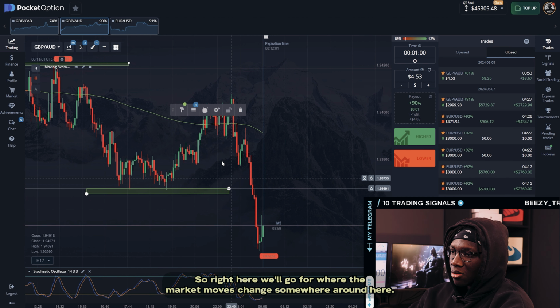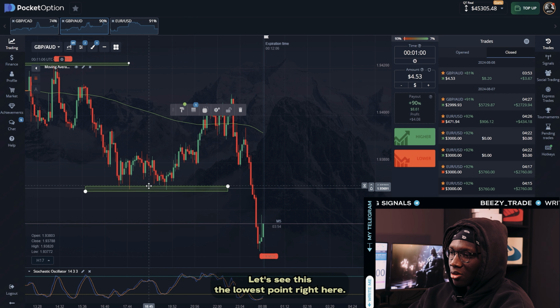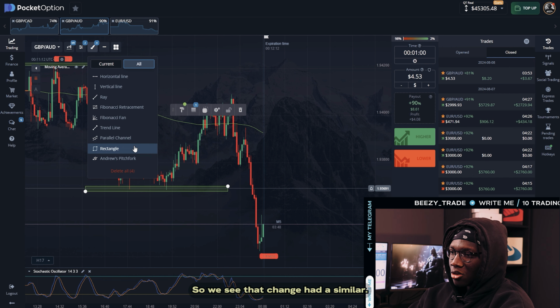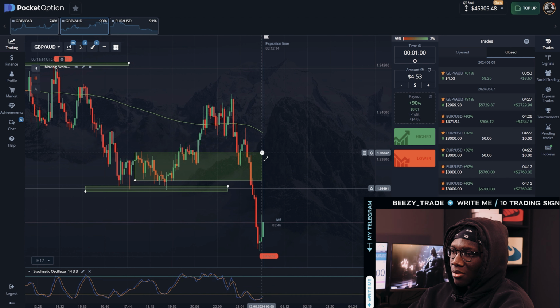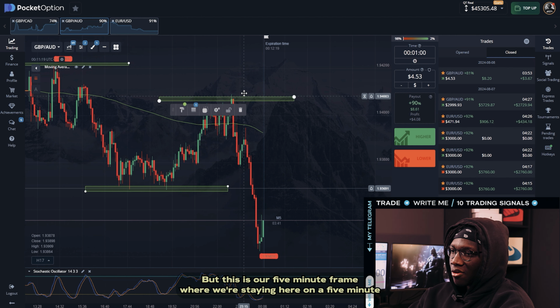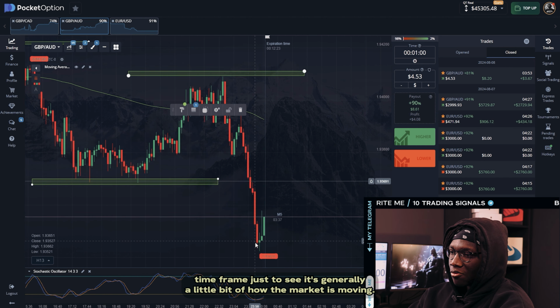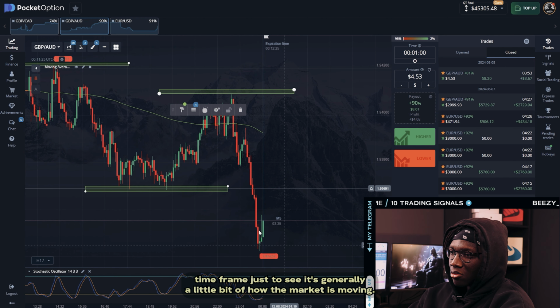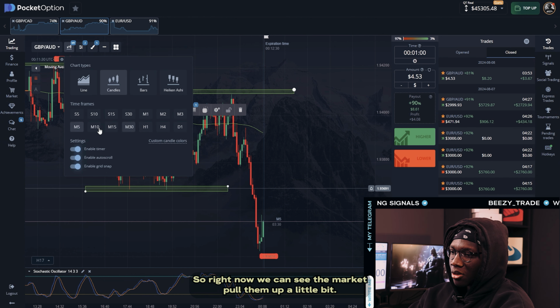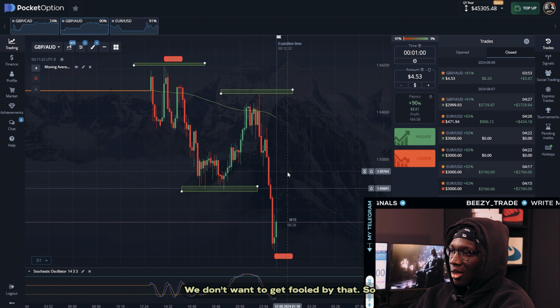So right here, we'll go for where the market moves change, somewhere around here. Let's say this is the lowest point right here. No, I'm going to say a little bit higher, just when you see that change. And now we'll put this point as the highest point on the market. We're staying here on the 5-minute time frame just to see generally how the market is moving. Right now we can see the market pulling up a little bit. We don't want to get fooled by that.